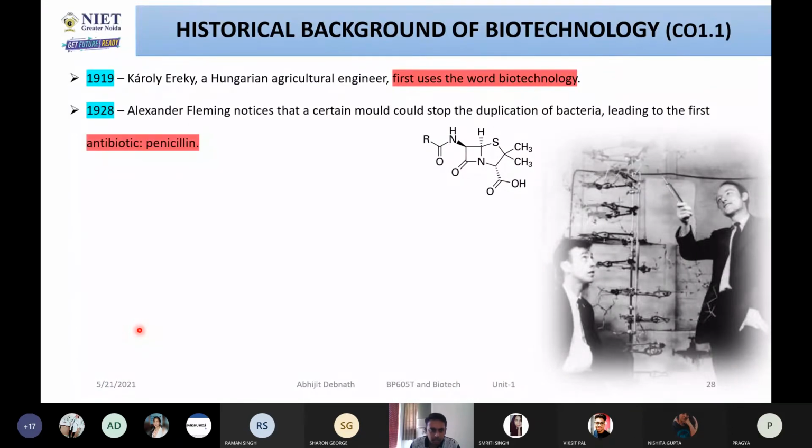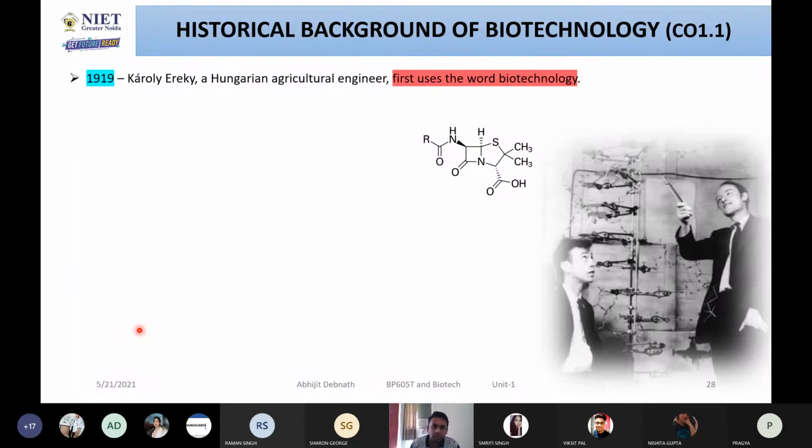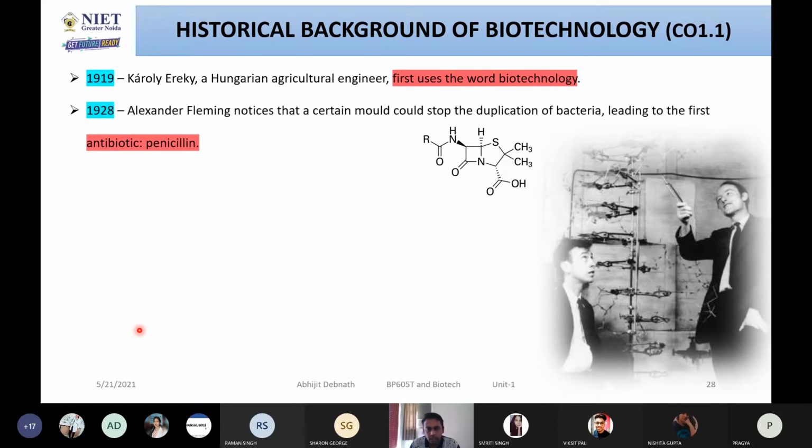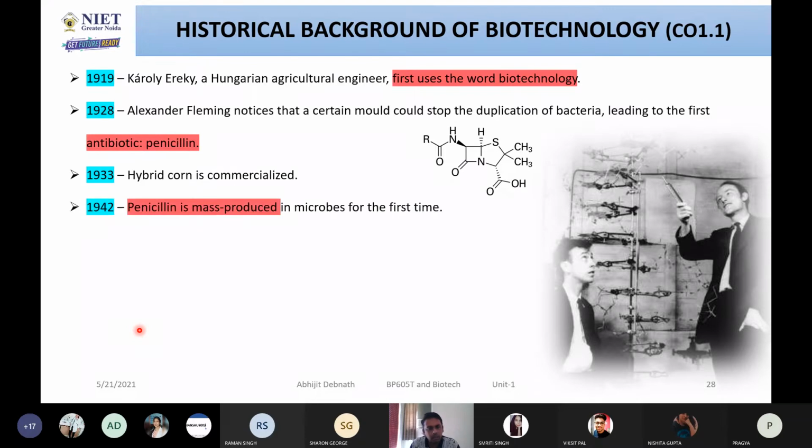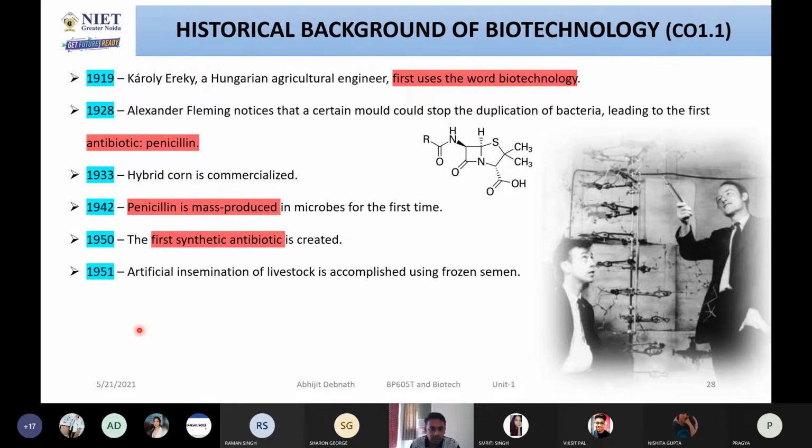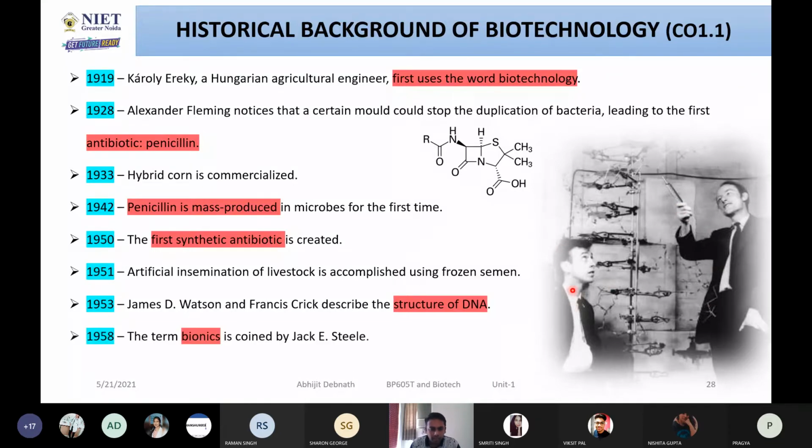So first somebody used the word biotechnology. Then penicillin was discovered by Alexander Fleming. It was accidental. Then hybrid corn was commercialized, and penicillin was produced on a mass scale. Then the first synthetic antibiotic was created, and later artificial insemination of livestock was accomplished. Then Watson and Crick described the double helix structure of DNA. Here you can see Watson and his student Crick.